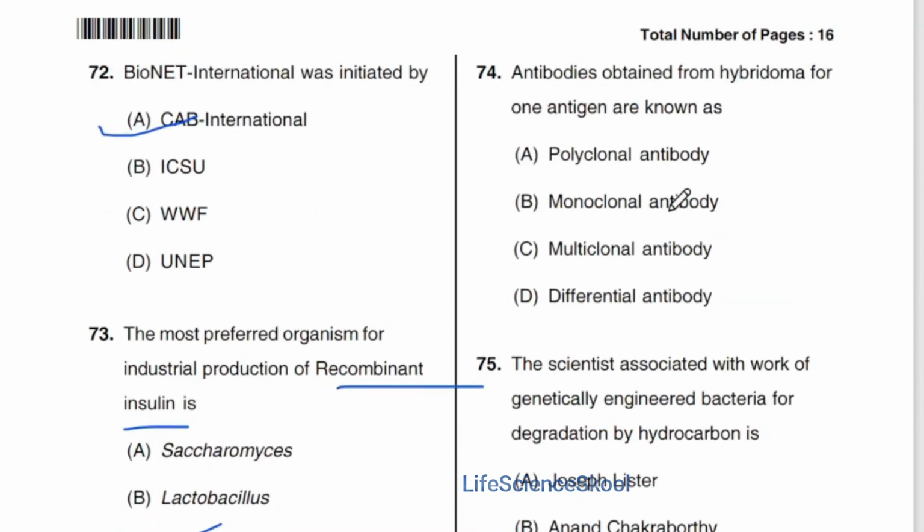Moving on to the next one, 74th one. Antibodies obtained from hybridoma for one gene are known as option A polyclonal antibodies, option B monoclonal antibodies, option C multiclonal antibody, option D differential antibody.